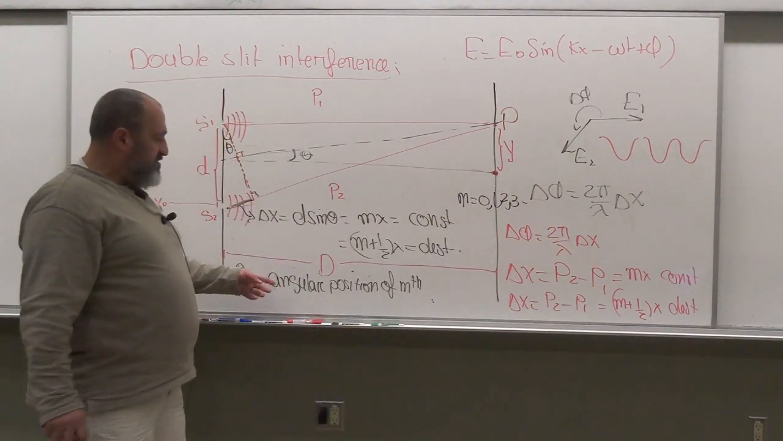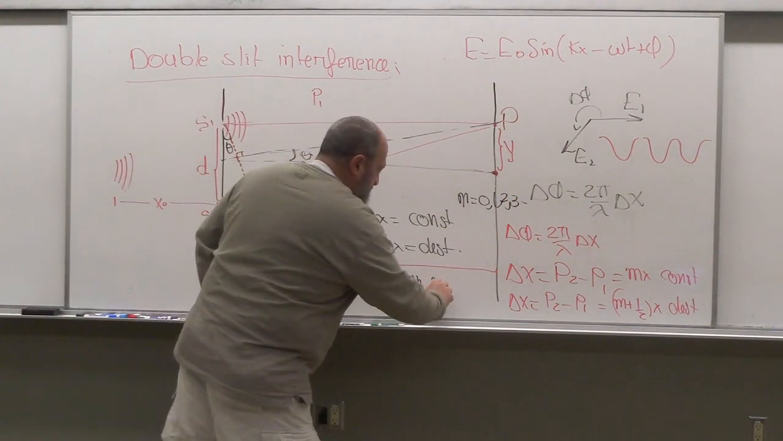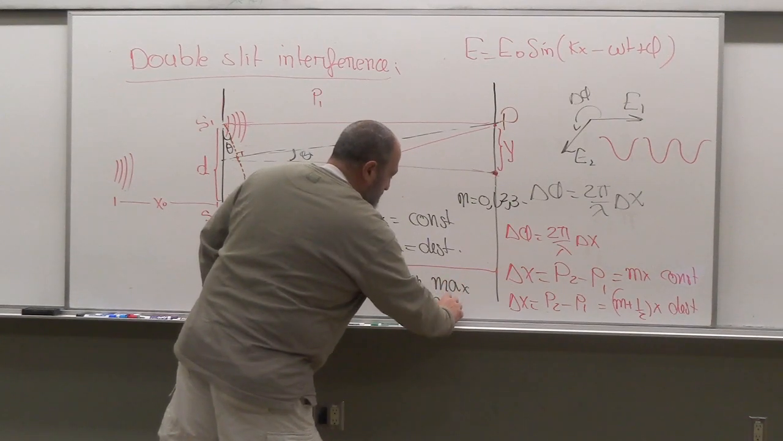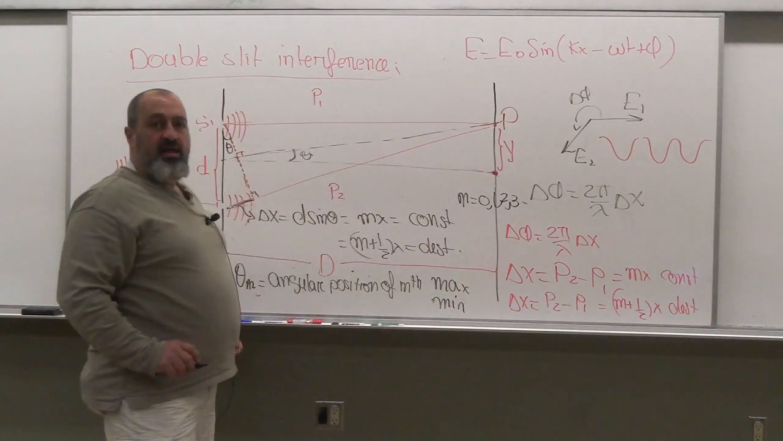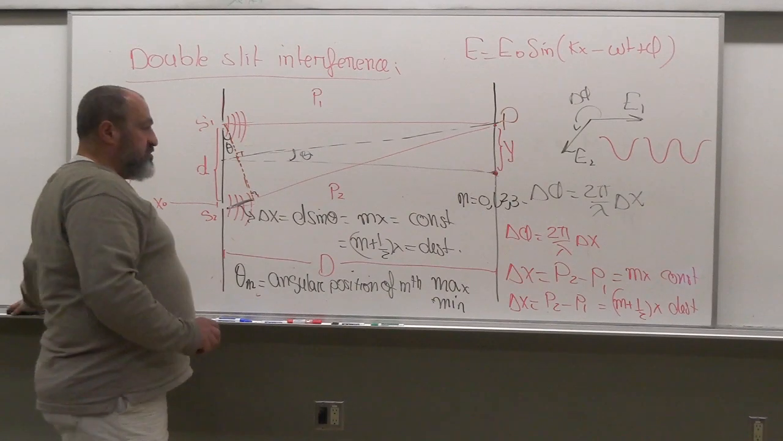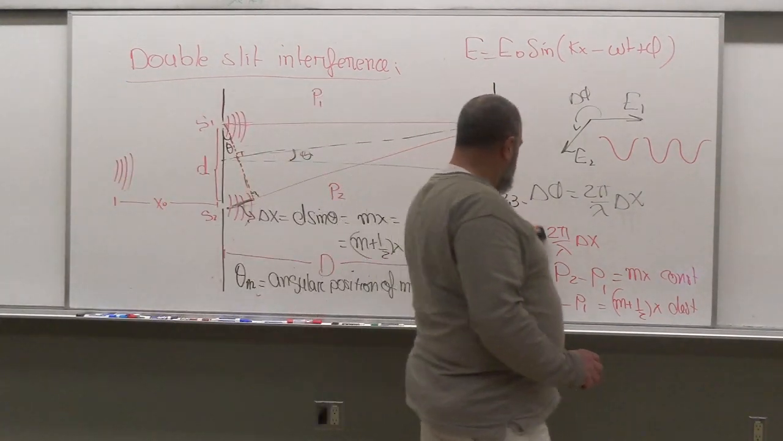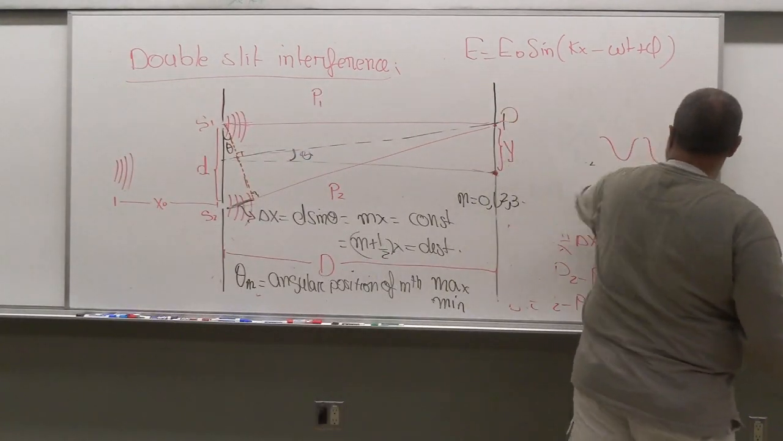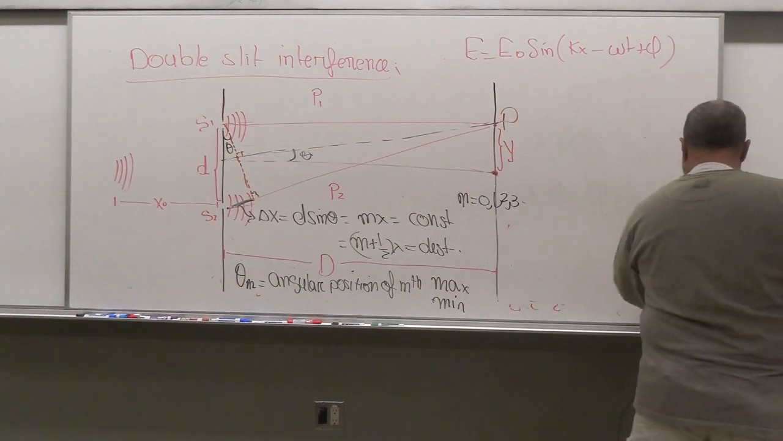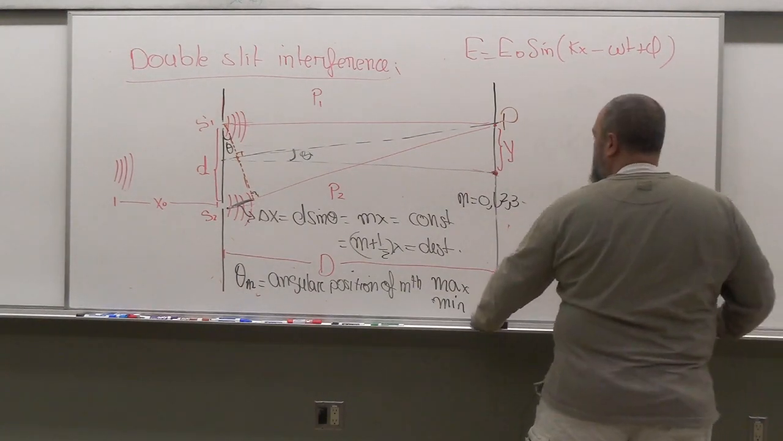So theta m is the angular position of the mth, let's say, maximum. We're looking for the maximum or minimum, either or. What is that theta sub m? What is it equal to? Well, let's go here, and we say that's theta sub m.